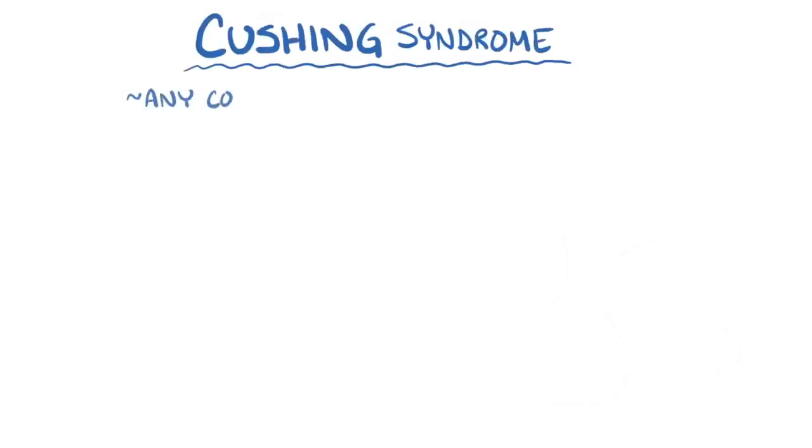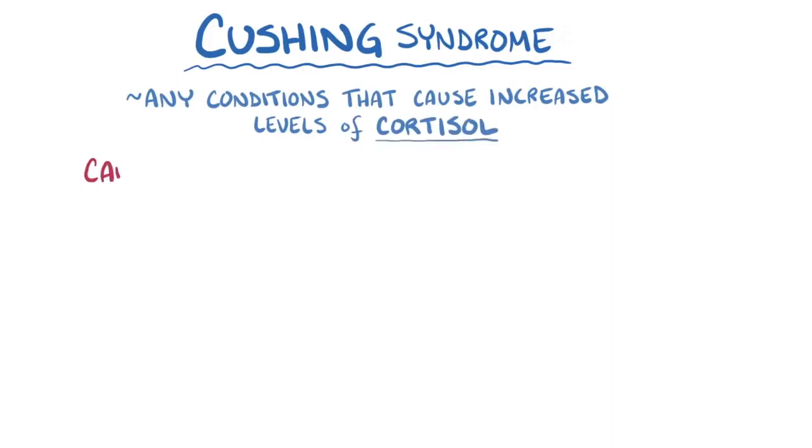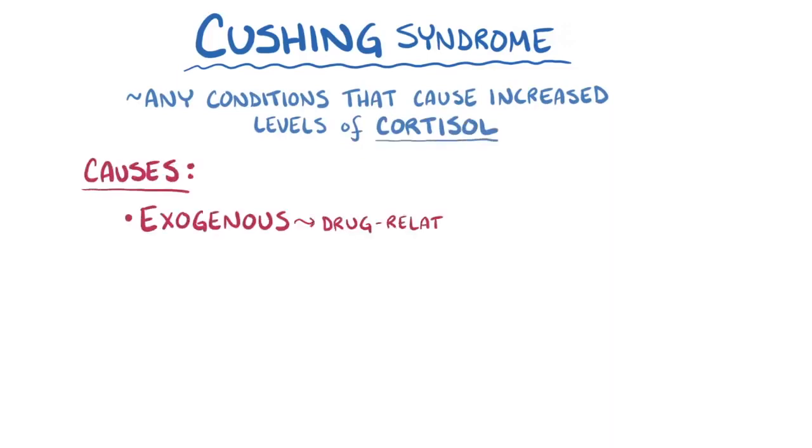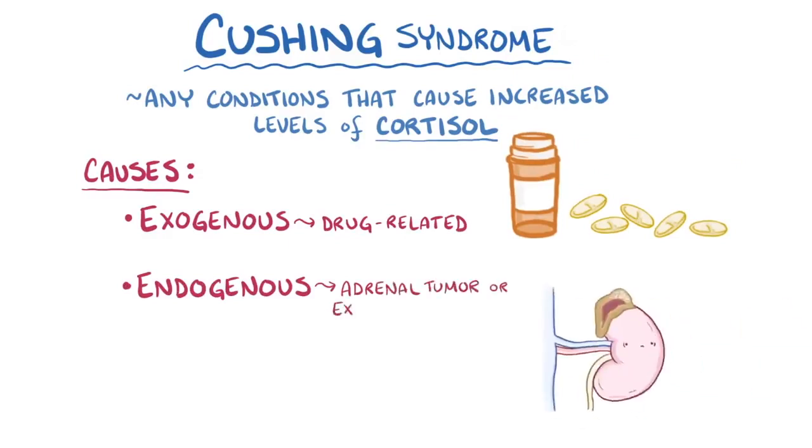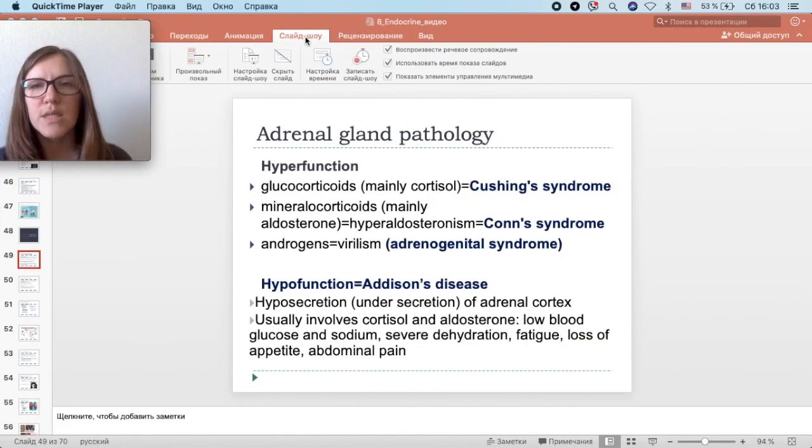Alright, as a quick recap, Cushing syndrome is any condition or situation that causes increased levels of cortisol. It can be exogenous, meaning drug-related, or endogenous, meaning that it's from an adrenal tumor or excess ACTH from a pituitary. So the next one, a kind of hyperfunction of the adrenal cortex, is Conn syndrome or primary hyperaldosteronism.